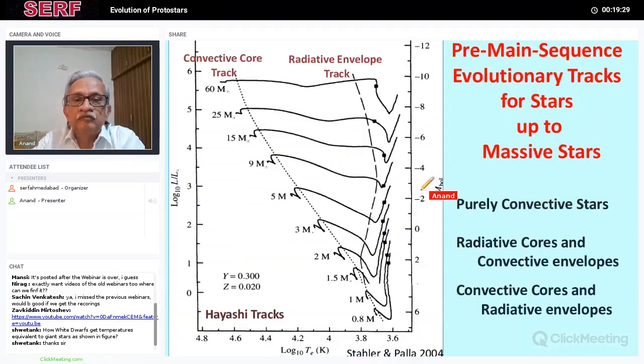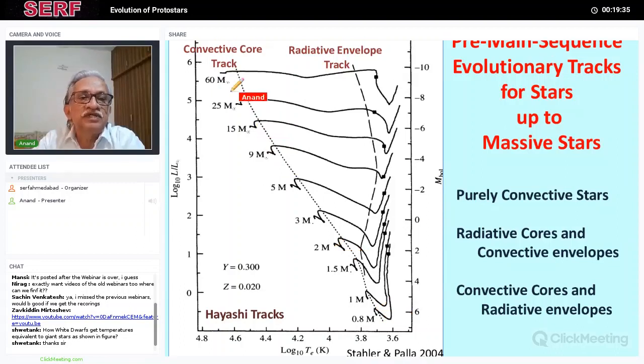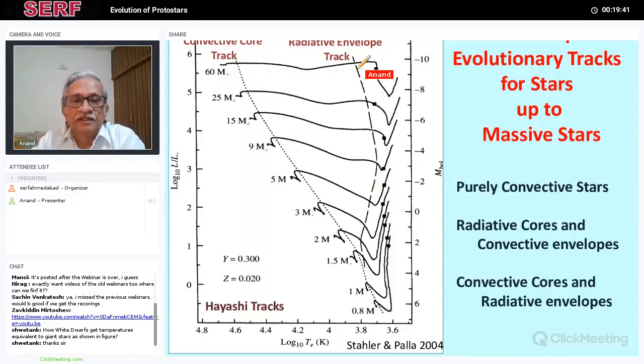Now this is another diagram in which I have shown stars from 0.8 solar masses up to about 60 solar masses. High mass stars to some extent are included in this one. These squares are the onset of deuterium burning in the core.